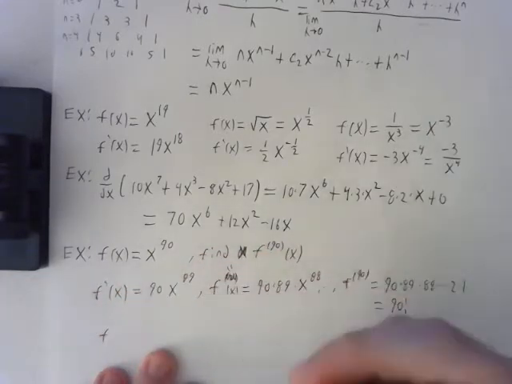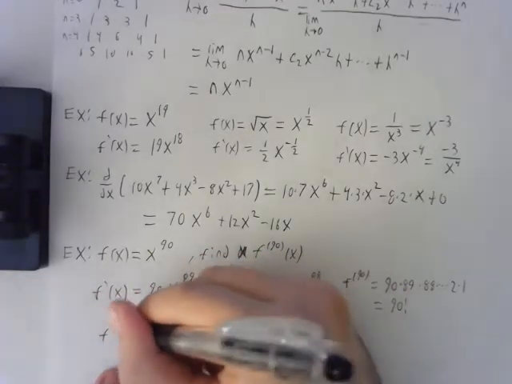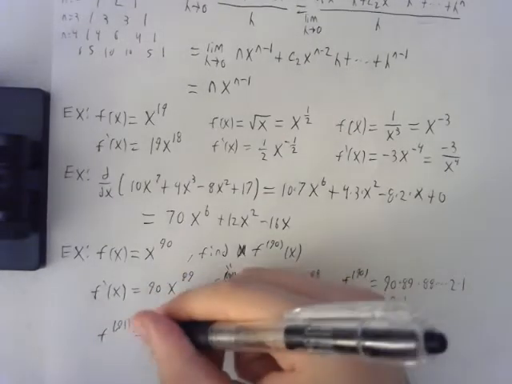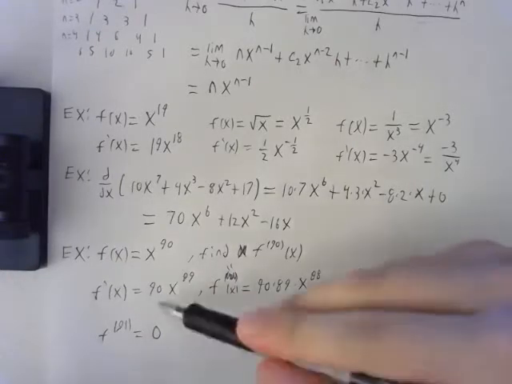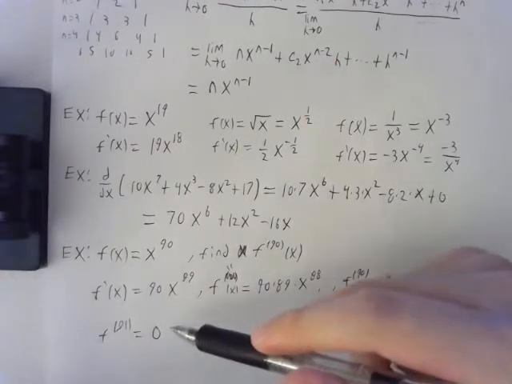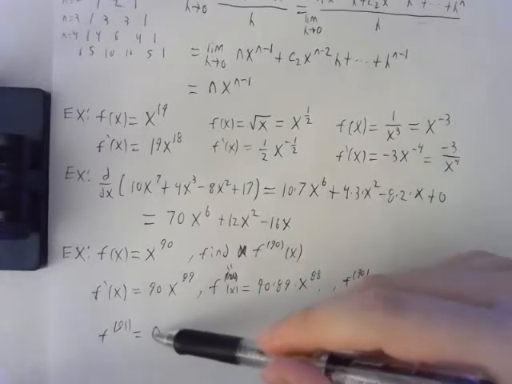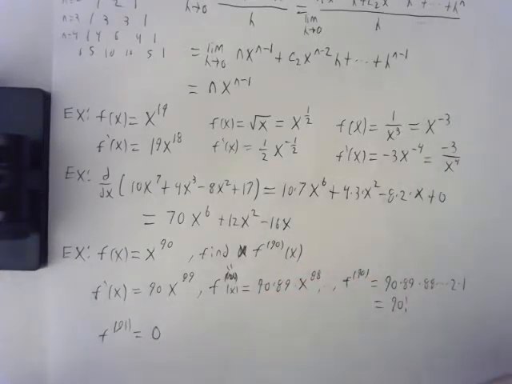And then if we had the 91st derivative, 90 factorial is a really huge number, but at the end of the day it's just a constant. So if we take one more derivative, we'll get 0. And this is one feature of polynomial functions, is that if you take enough derivatives, you'll eventually always end up at 0.